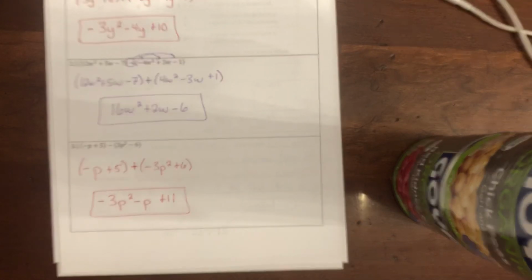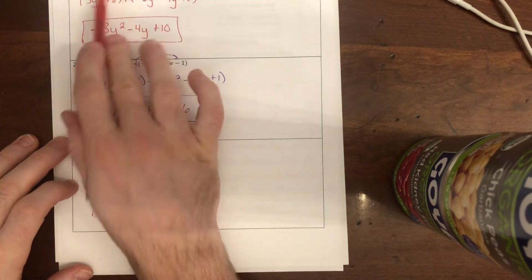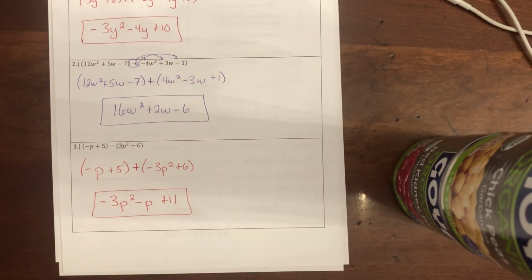All right, so that's the video for lesson 7.1, adding and subtracting polynomials. Please make sure you're paying attention to the sign in between the parentheses to see if it's addition or subtraction. All right, we'll do some more examples in class tomorrow.